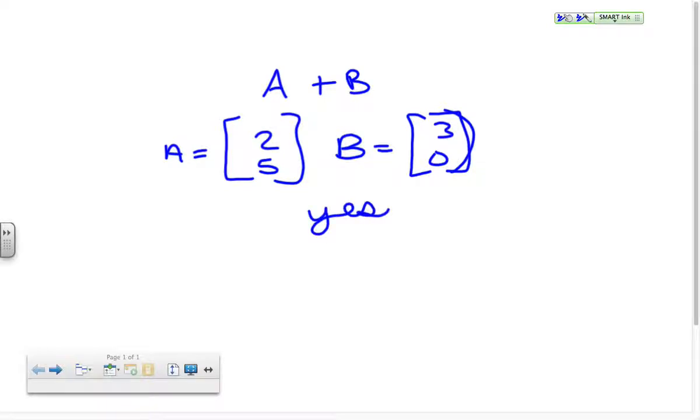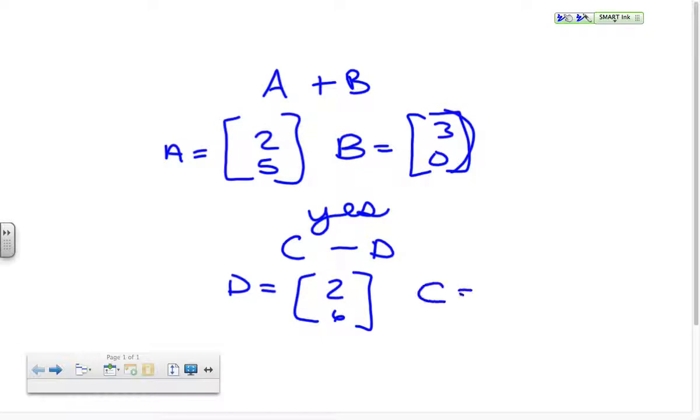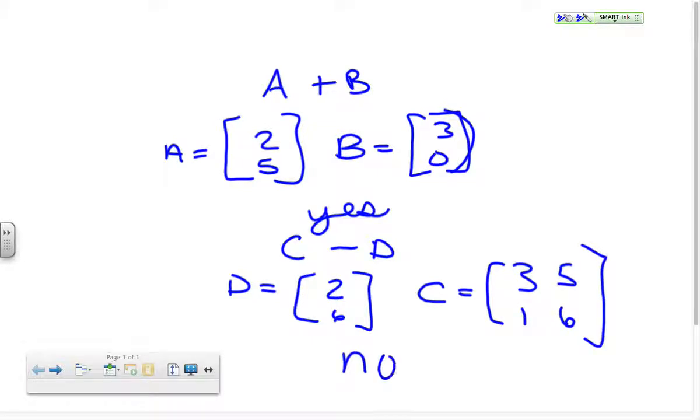All right, so let's look at another one. C minus D, D equals 2, 6, that is a 2 by 1, and C equals 3, 1, 5, 6. That is a 2 by 2, so no, it is not defined because they are not the exact same dimensions. Right? That's fairly easy.